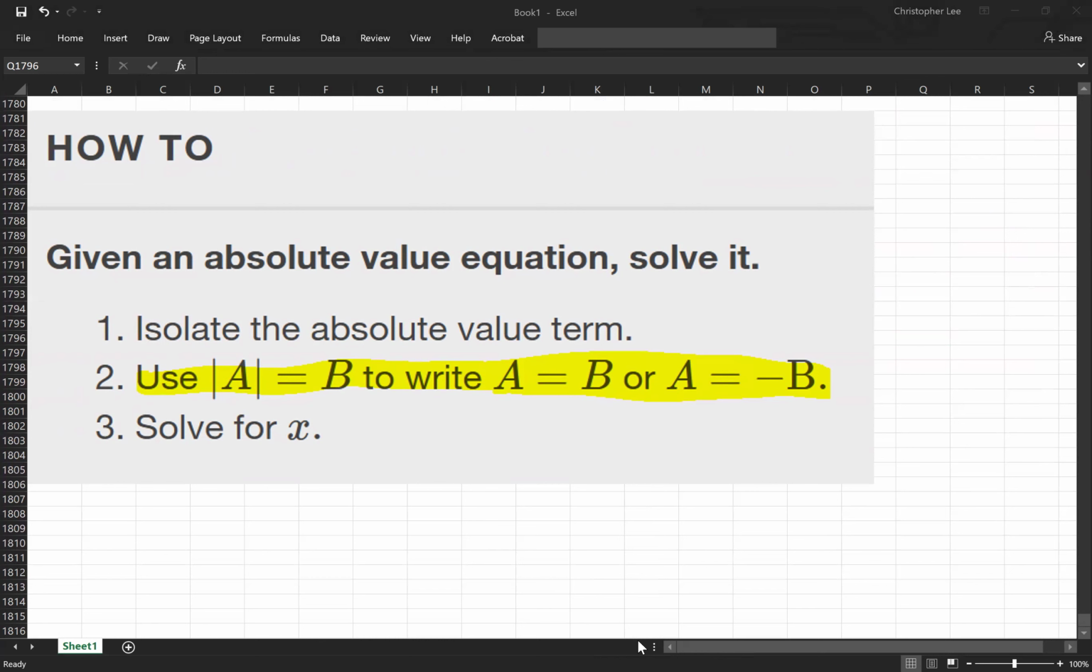It has to equal a positive number. No, it just has to be a positive number, right? If it's negative, there's nothing you can do. There's just no solution to that. All right.